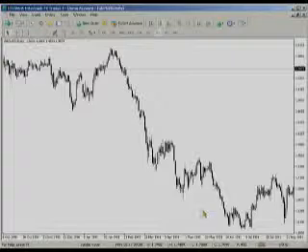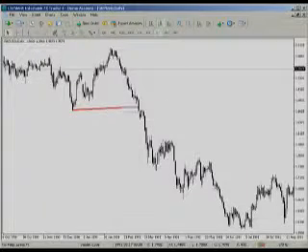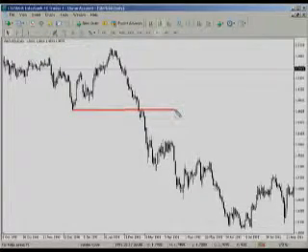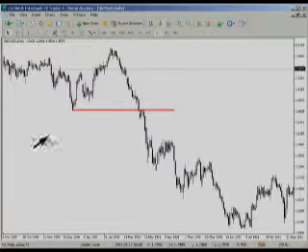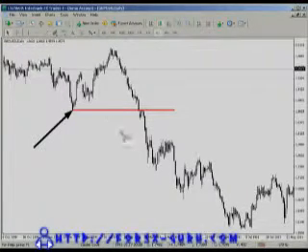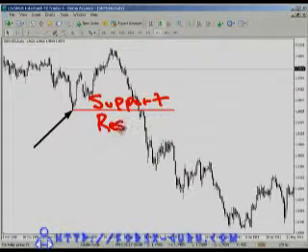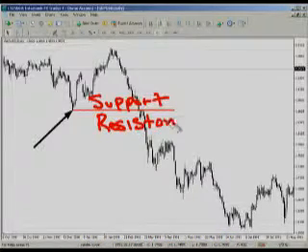Now, as we look at support and resistance, here's an important thing to remember. Once a support area has been broken, and I'm drawing here some horizontal support, and it's horizontal support because price stopped here. Once support is broken, it becomes resistance. And I'm going to go over the very simple reason why.